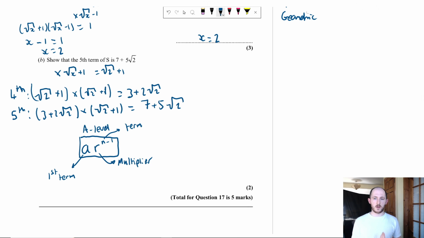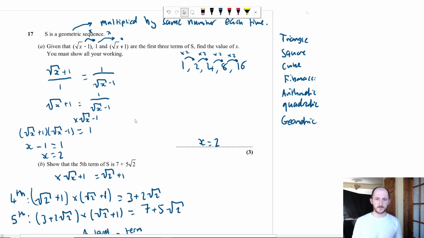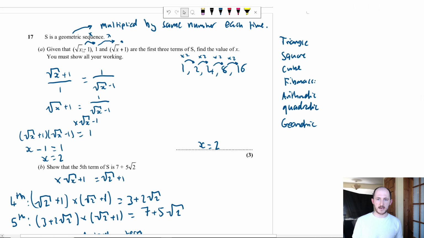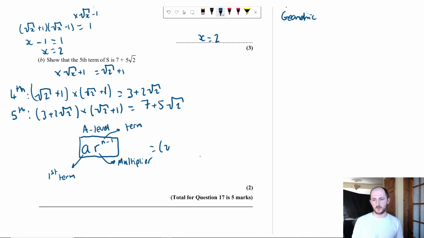Okay. So if I look at what my first term, A, is, it's root x minus 1, but I already know that x is 2. So in this question, I'll just do root 2 minus 1. My multiplier is root 2 plus 1, to the power of, I'm looking for the fifth term. So that's 5 minus 1, which would give me the exact same answer here, 7 plus 5 root 2.